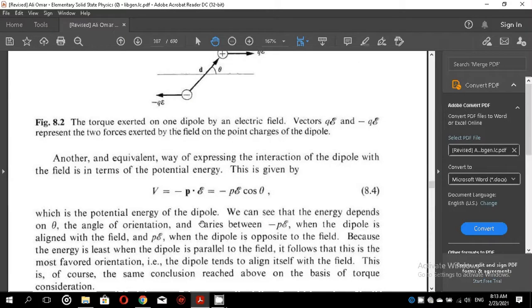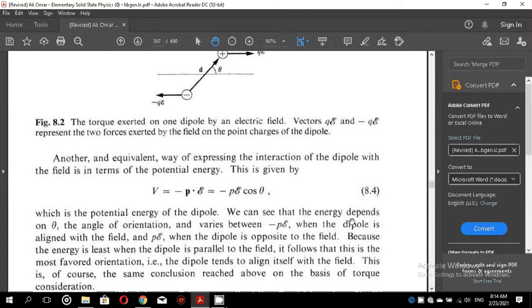Another and equivalent way of expressing the interaction of the dipole with the field is in terms of the potential energy. So the potential energy associated with this torque is given by V is equal to minus p dot E, which is minus pE cos theta, equation 8.4, which is the potential energy of the dipole.